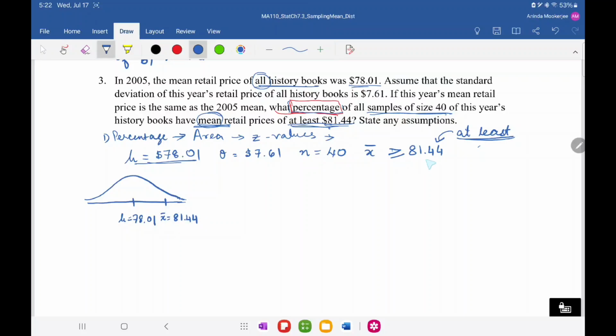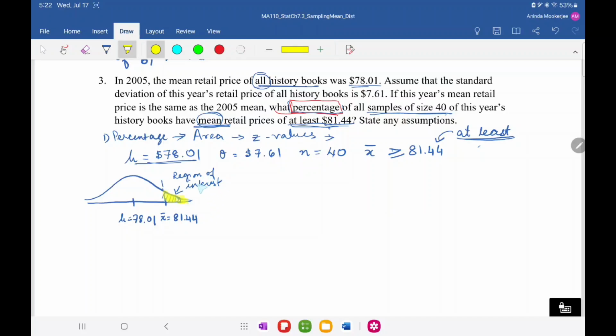Now, given that, and that we are talking about at least, what does that mean? What is our region of interest? Our region of interest is everything, the area to the right of 81.44, right? At least, that means greater or equal to 81.44. So our region of interest is this area. All right. Let's color this. This is our region of interest.